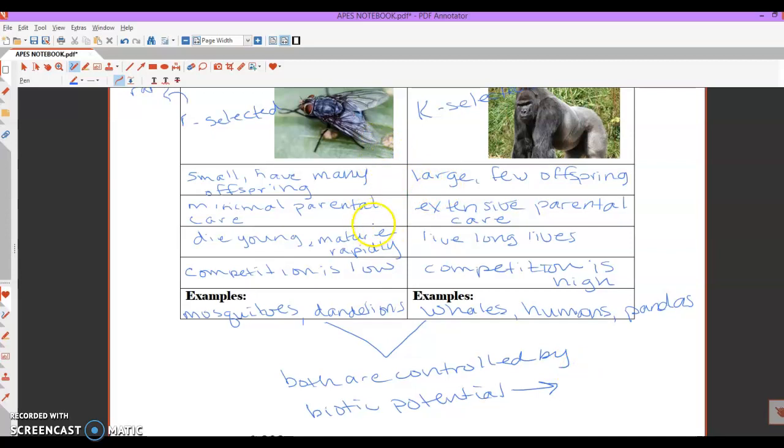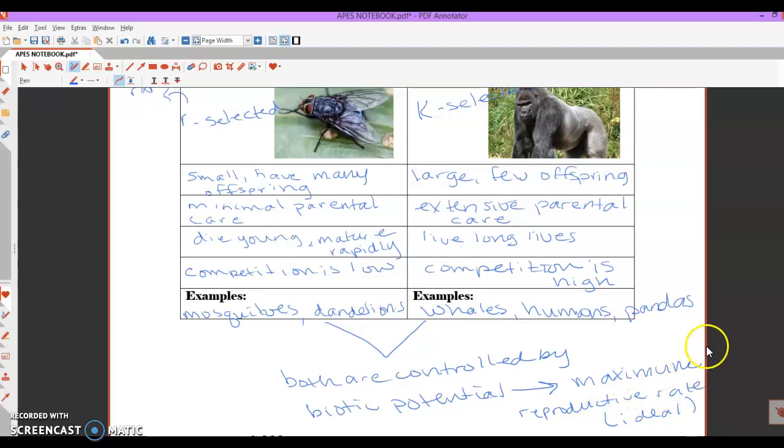Okay, so the biotic potential is the maximum reproductive rates. Okay? And again, I'm going to put in parentheses, this is ideal, not reality.